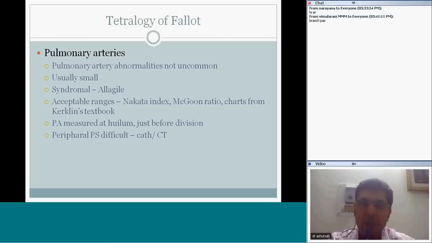So we use that. And where do we actually measure the pulmonary arteries? They are measured at the hilum just before the bifurcation. Peripheral PS is usually difficult to pick up, and if it is beyond the hilum, yes, proximal peripheral branch pulmonary artery stenosis, we can look at LPA stenosis or RPA stenosis, sometimes there will be bifurcation stenosis, that we can pick up. But beyond that, it is usually difficult to look into the pulmonary artery, so we require a CT scan or a cardiac catheterization, which adds to echocardiography.